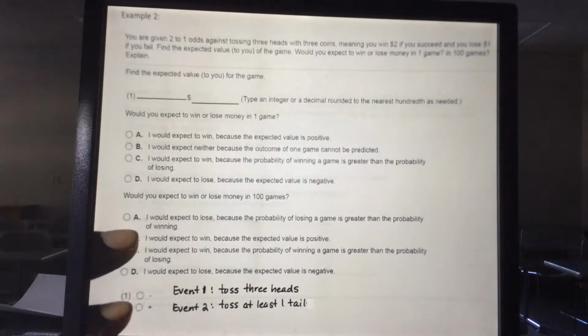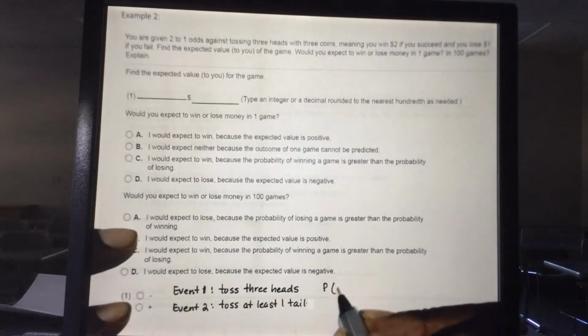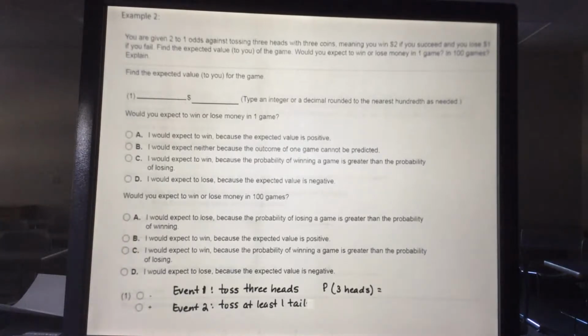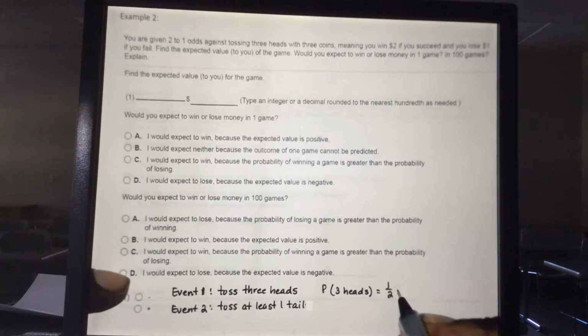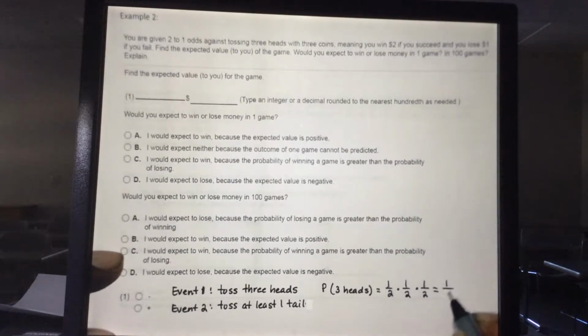Let's find the probability of each one of those. The probability of getting 3 heads, and you're doing this with 3 coins, by the way. On the first coin, the probability is 1/2. On the second coin, 1/2. And on the third coin, 1/2. These are independent of each other, so we're multiplying 1/2 times 1/2 times 1/2, which will give us 1/8.